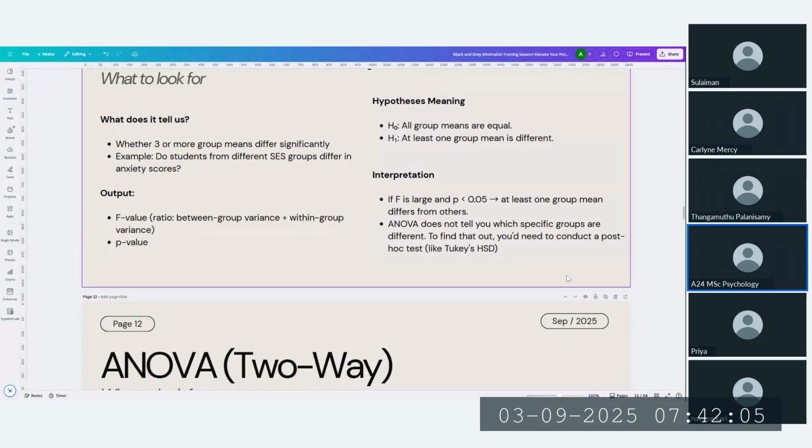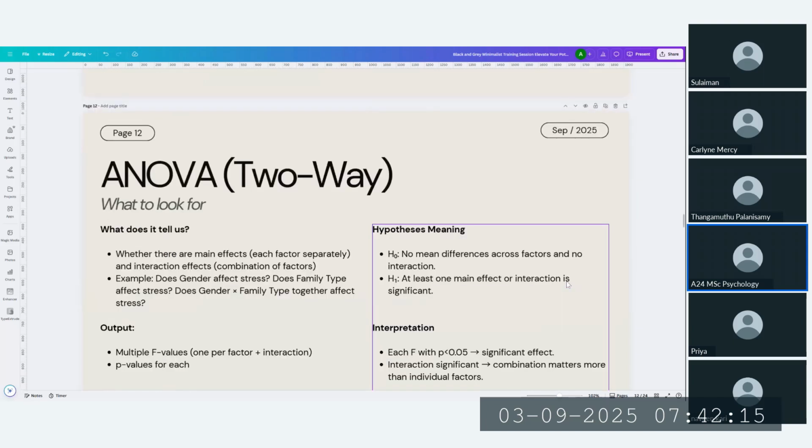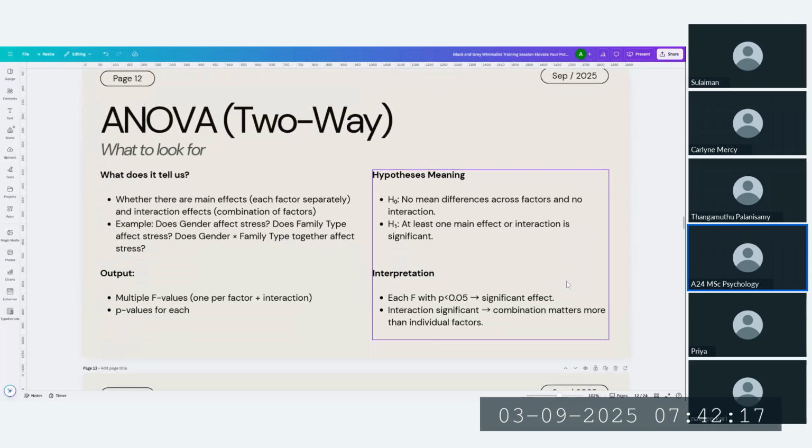So there is something called Tukey's HSD. These are post hoc tests after ANOVA to narrow down. So two-way ANOVA. Two-way ANOVA is between what? It's multiple factors affecting something, right? So what does two-way ANOVA tell us? Whether there are main effects, that is each factor affecting something, and interaction effects.